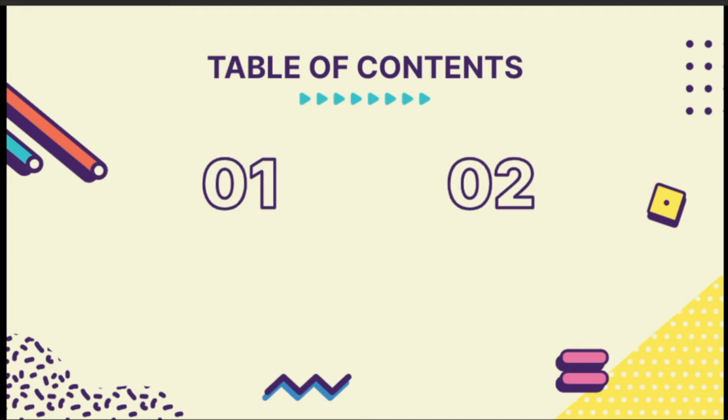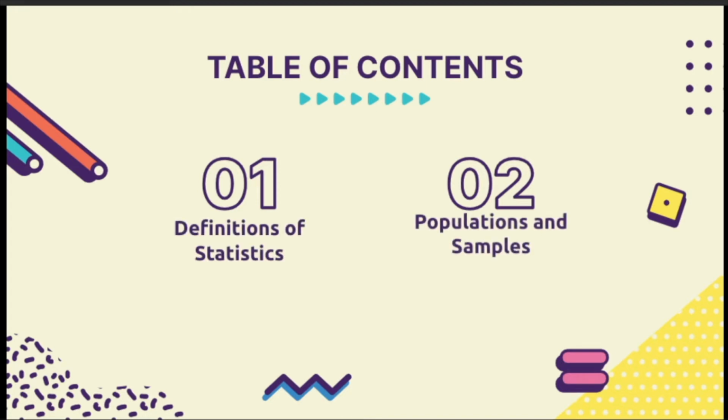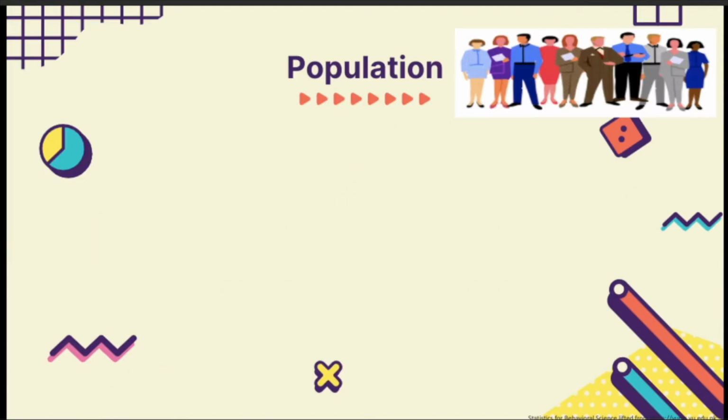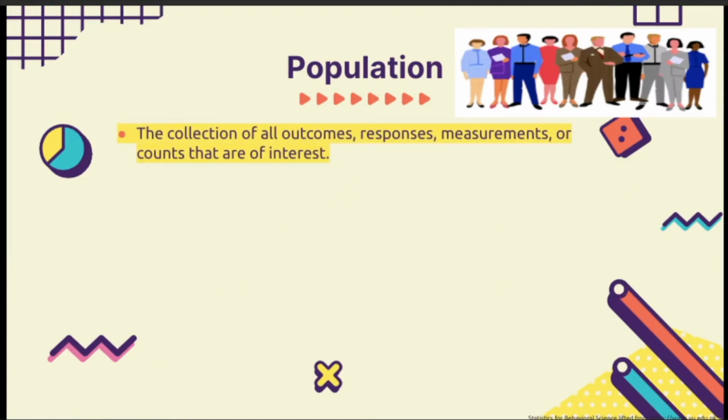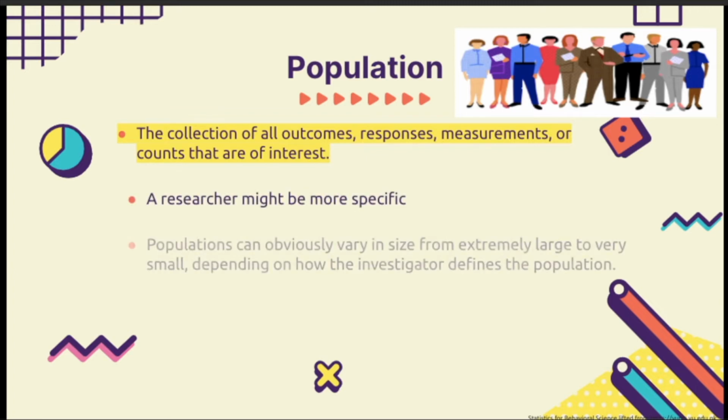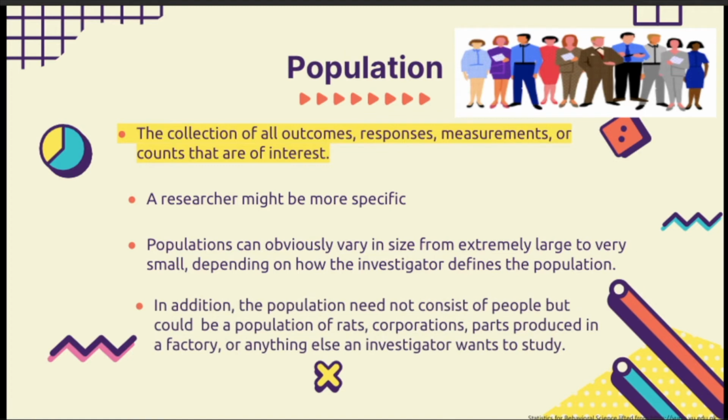Now let's go with number 2, populations and samples. The population is the collection of outcomes, responses, measurements, or counts that are of interest. It can be specific and it varies in size. It can be small to very large, which depends on how the researcher defines the population. And it does not necessarily need to consist of people. We can have rats, corporations, parts that have been produced in a factory, or anything else that the researcher wants to study.